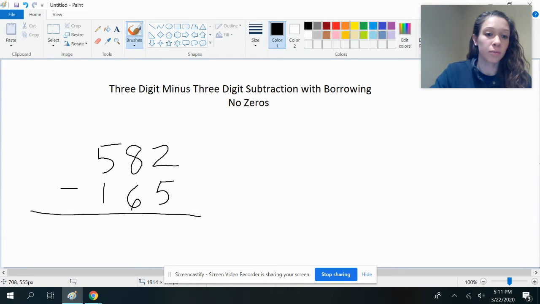So we have 2 minus 5. Let's see if we can do that. 2, take away 5. We don't have enough numbers, so we will need to borrow. So let's make our hundreds, tens, and ones chart.